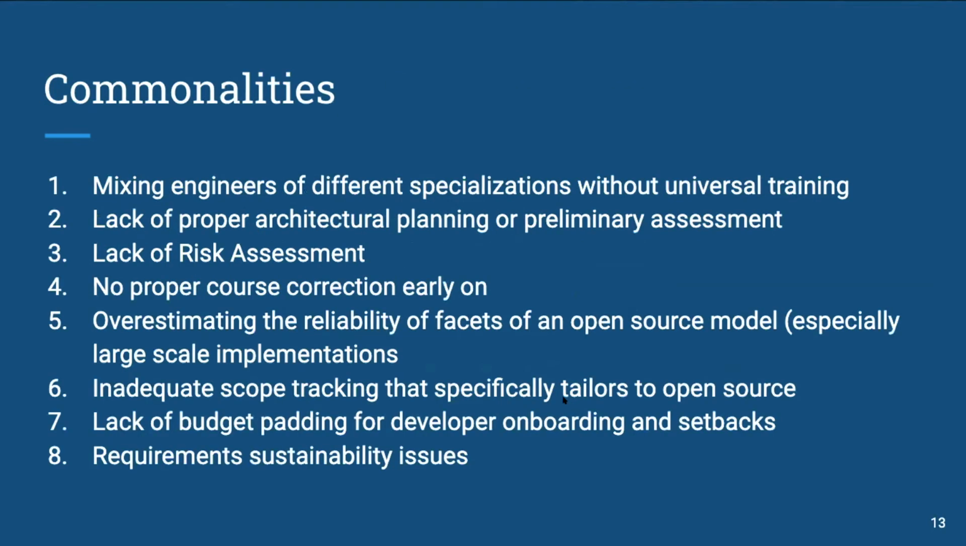So let's go over the commonalities of all of these examples. Let's talk about just a summation of all of this, and what went wrong, as sort of what we see across all of these different types of organizations and all of these different types of projects. So first, mixing engineers of different specializations without universal training is generally a bad idea. I am amazed at how many organizations will get non-specialists in a particular variant of open source and just kind of put them into a project without understanding that that's not going to operate at the same level as a seasoned senior engineer that is specialized.